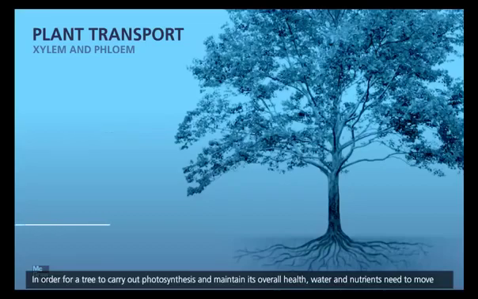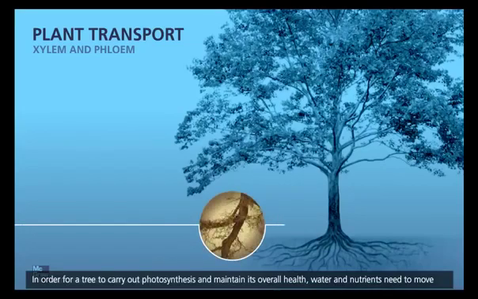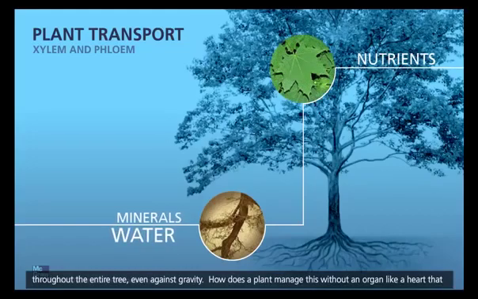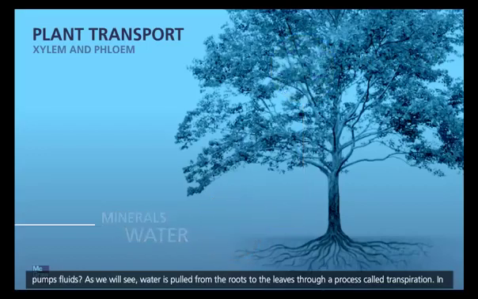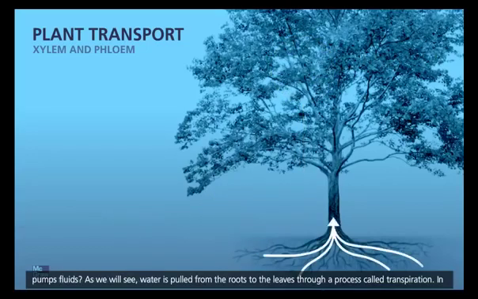For a tree to carry out photosynthesis and maintain its overall health, water and nutrients need to move throughout the entire tree, even against gravity. How does a plant manage this without an organ like a heart that pumps fluids? As we will see, water is pulled from the roots to the leaves through a process called transpiration.